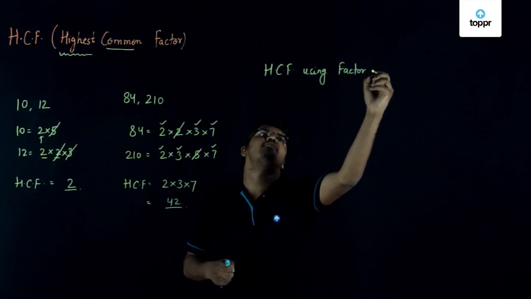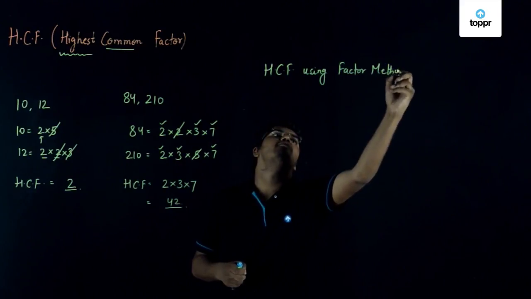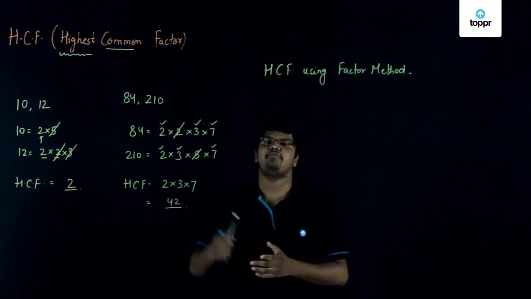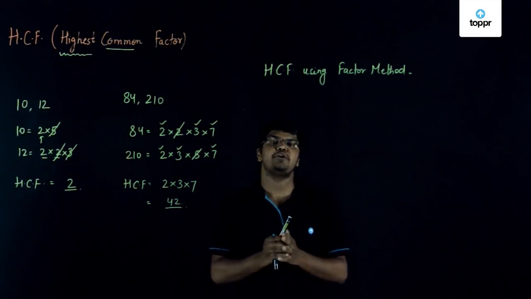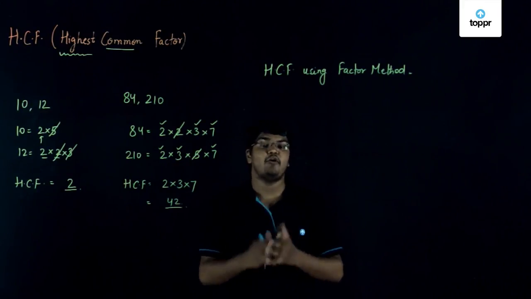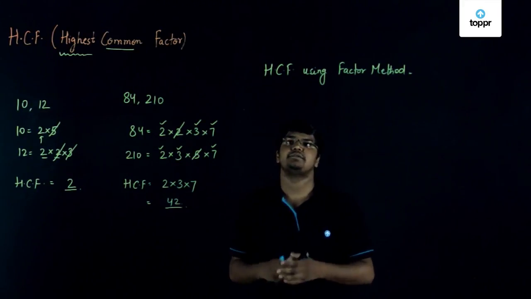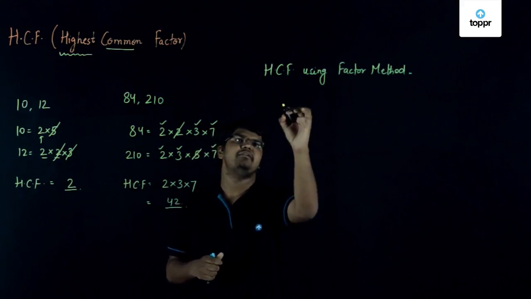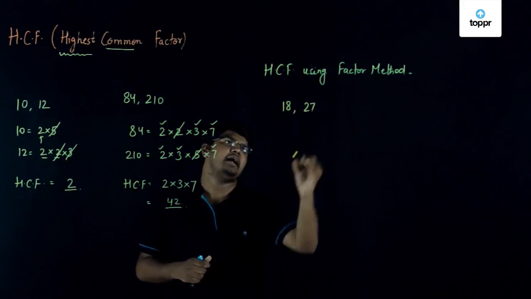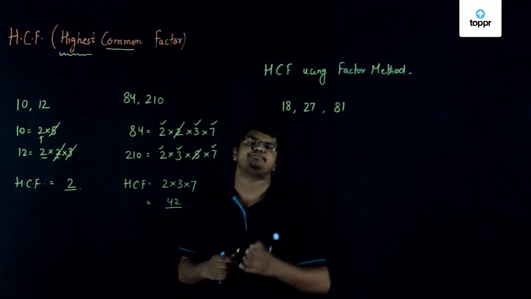So let's discuss one more example, and then we'll move on to the other method using which we can find the HCF of two numbers. This time I am going to use 3 numbers and then we are going to see what is the HCF of all the 3 taken together. The 3 numbers which I am going to choose are, first 18, the other 27, and the third one 81.